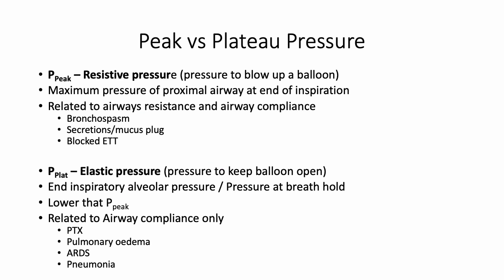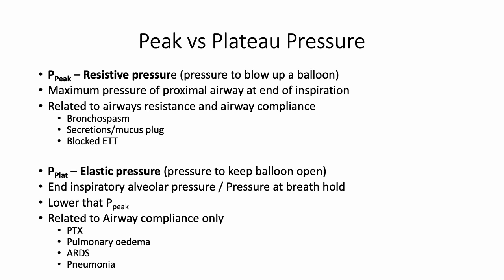Now, the ventilator will give you the P peak, or the peak pressure. It will show that on the screen, whereas a plateau pressure you have to measure by doing an inspiratory hold. Now, a peak pressure is the resistive pressure. So this is the pressure that you're having to exert in order to blow up the balloon. So it's the maximum pressure experienced by the proximal airways. So it's really representing the pressure that your larger airways are receiving.